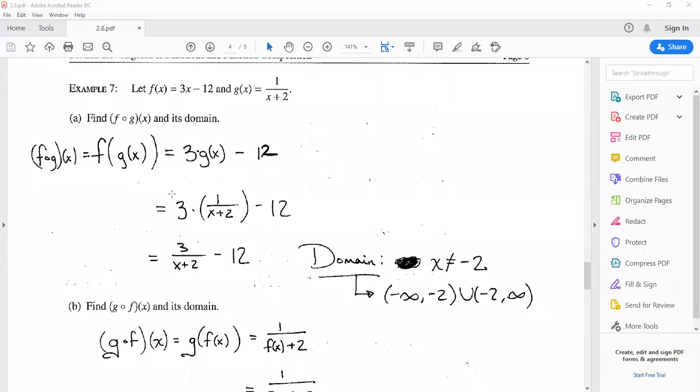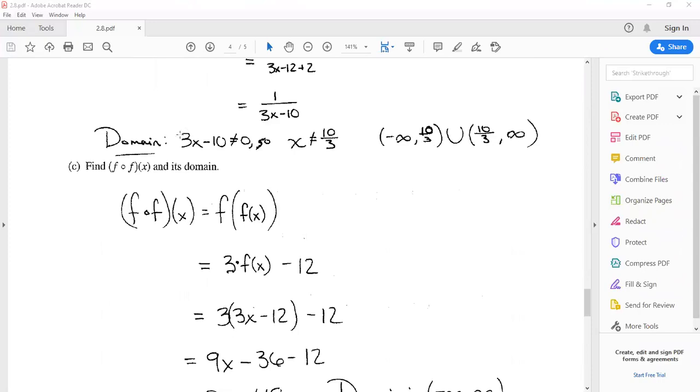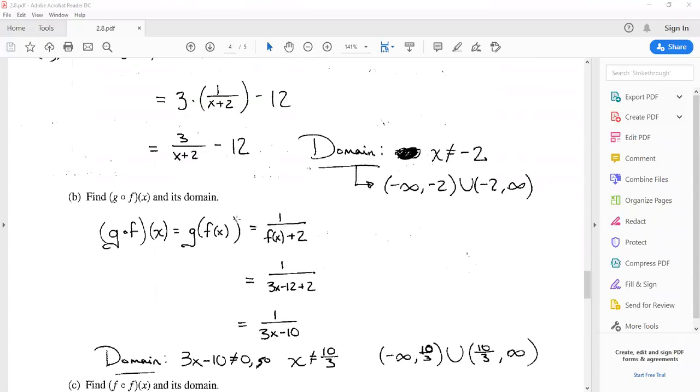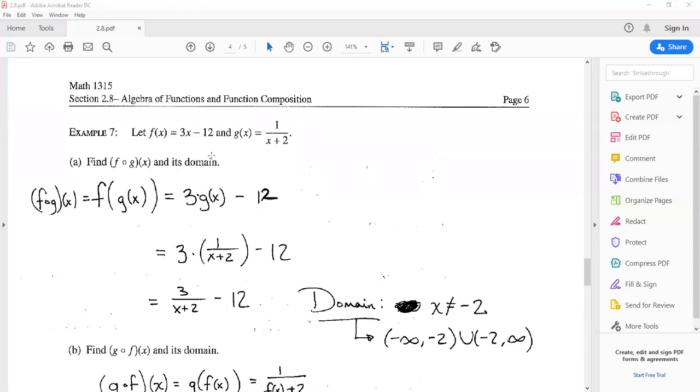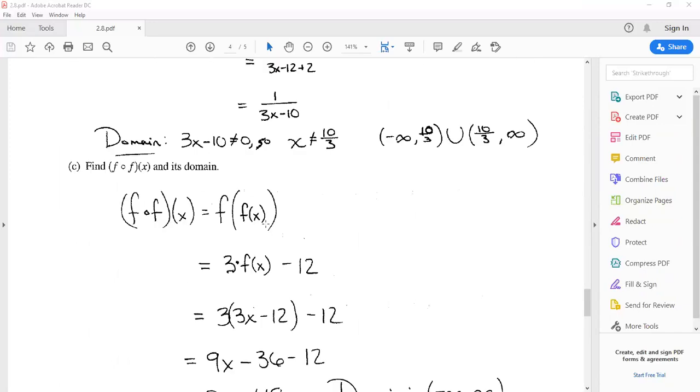OK, then they ask us an even weirder one. They say, find f of f of x. That's like taking f and repeating it. You take an x value, you f that, and then you f that again. Well, let's see what's going on. We'll take f of f of x. That means we look at the formula for f of x, and everywhere we see x, we replace it with f of x. So f of x is 3x minus 12, so f of f of x is 3 times f of x minus 12.